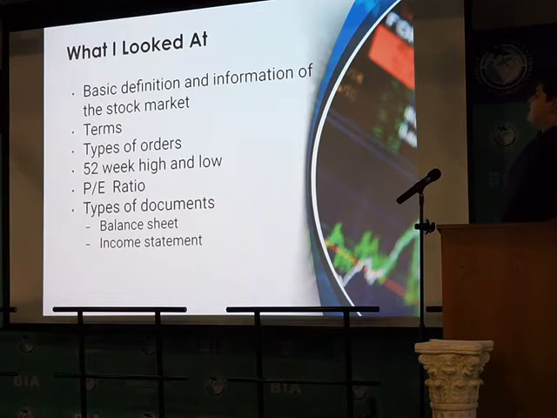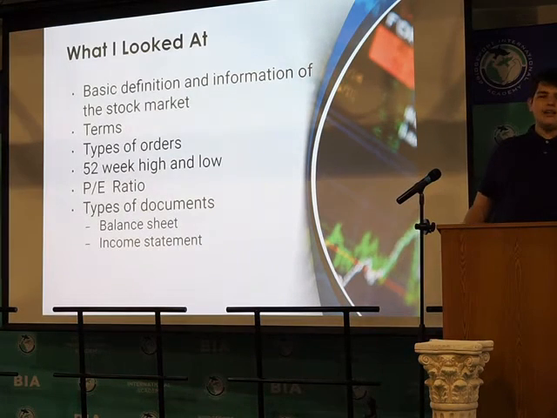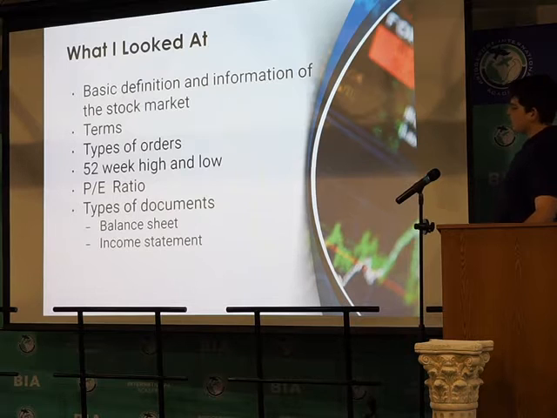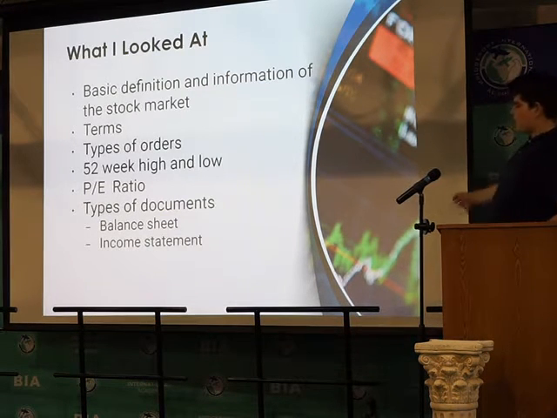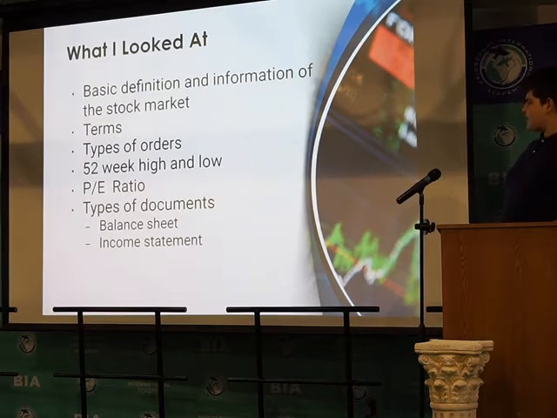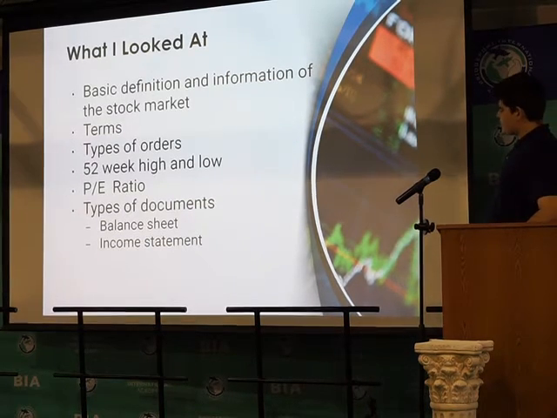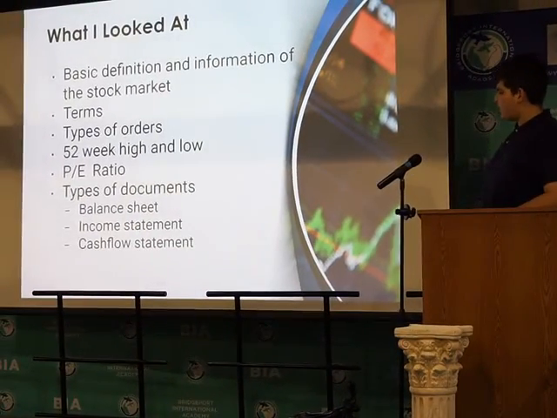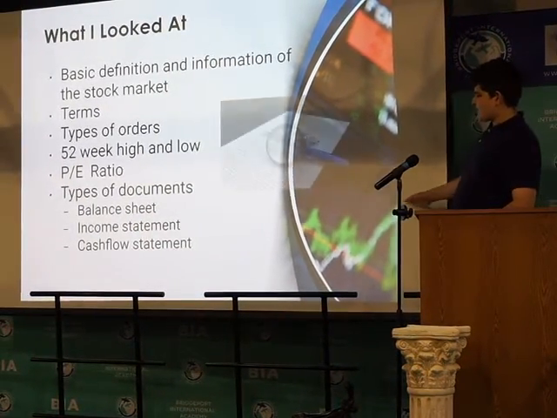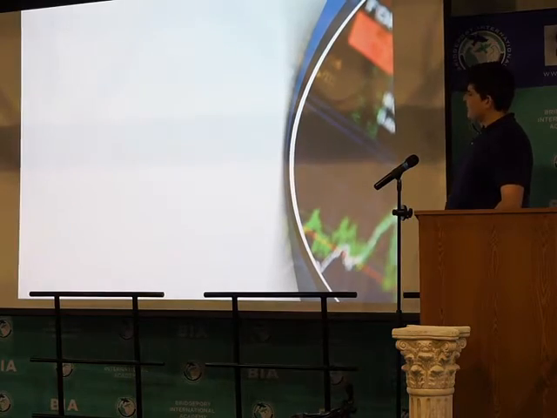So I also looked at 52-week high and low. I looked at PE ratio and also some different documents to look at, such as balance sheets, income statements, and other different forms which I will get into. Cash flow statements and tax documents. Oh, I guess I did that.